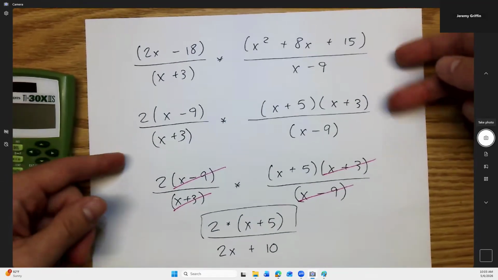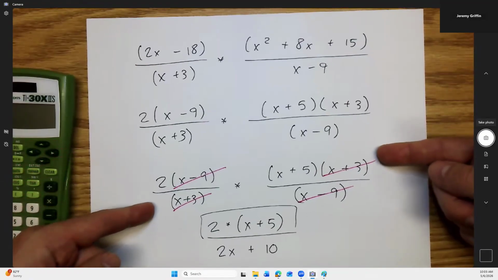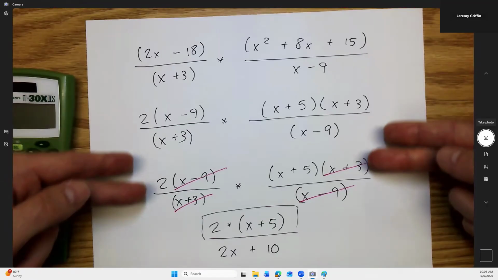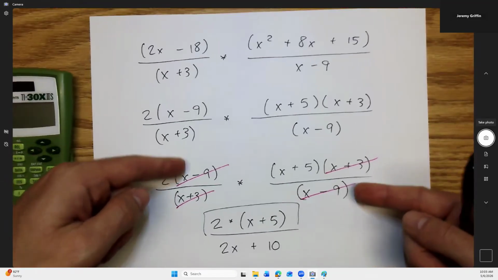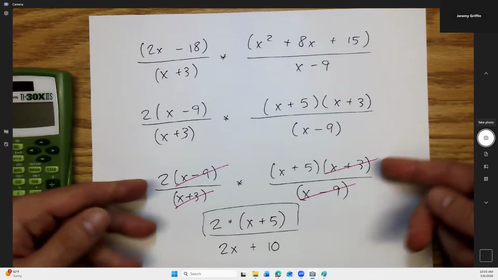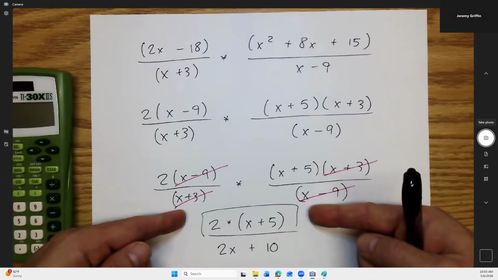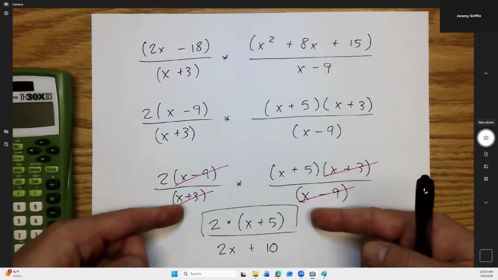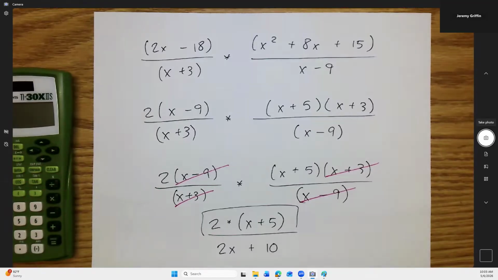Now that it factors like that, look at this x plus 3 bit and this x plus 3 bit, that's going to cancel. So this and this are the same. I just copy pasted that and then cancelled those bits there, and those bits there. And all I'm left with is the 2 times x plus 5, which was the answer. Now, if you want to, you could distribute the 2 and make it 2x plus 10. That's the same thing. So you guys can factor and cancel.